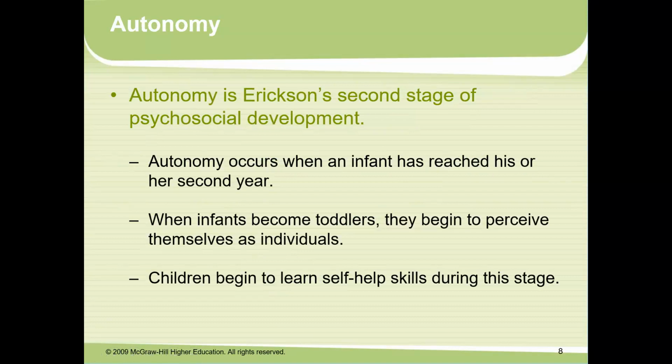Autonomy. So socialization and feeling trust in the caregiver and the environment promotes and facilitates autonomy or independence. Autonomy occurs when an infant has reached their second year of life, and when infants become toddlers, they begin to perceive themselves more as individuals. Children begin to learn self-help skills during this stage. And children at this stage of development, according to Erik Erikson, should feel comfortable to explore in their environment. They should want to do things on their own. They should want to socialize with other children.